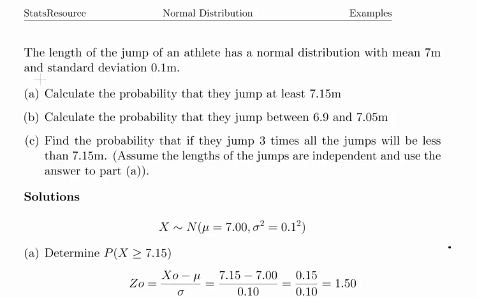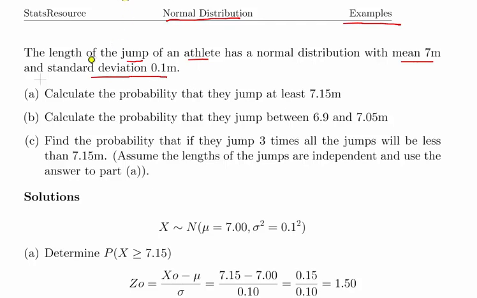Okay, in this presentation we are going to look at the normal distribution. We're going to look at a worked example featuring an athlete who does long jumps. The length of the jump of an athlete has a normal distribution with a mean of 7 meters and a standard deviation of 0.1 meters.